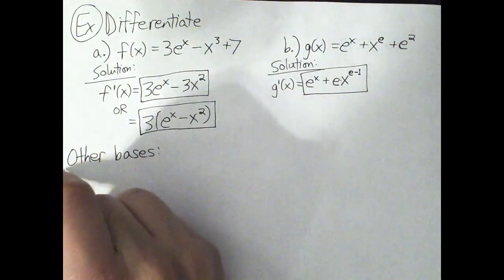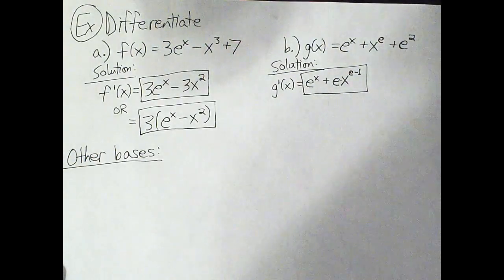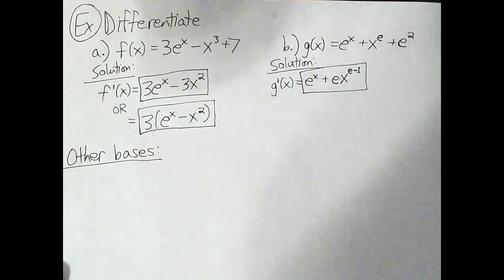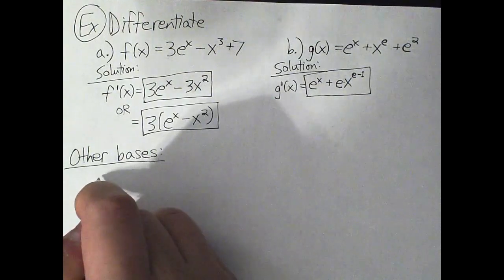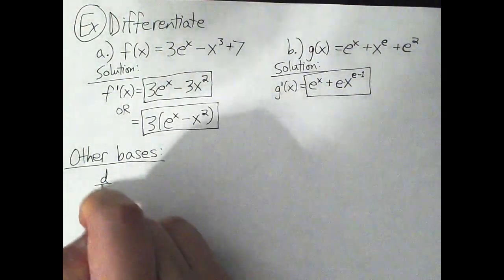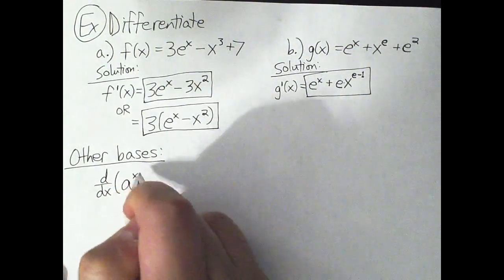Even if we say that e to the x is a very common base, a very natural base to use in math and science and engineering and stuff like that, there's still other bases. What if it were 2 to the x, 10 to the x? In general, what is the derivative of a to the x?